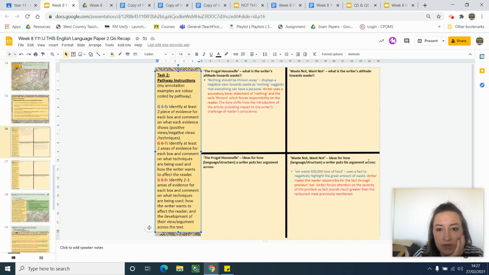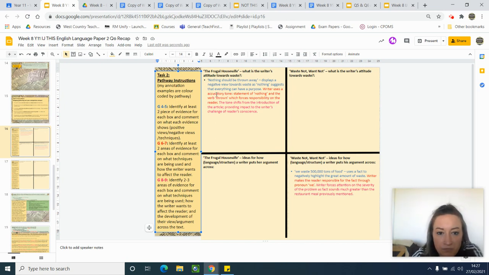So first of all, I'll explain the headings. Then I'll explain the examples. So this question asks you to compare the writer's attitudes towards waste. It breaks it down to what are their attitudes and how do they show the reader their attitudes, or how do they get their attitudes across to the reader? Now, the what are their attitudes is the content. What are they actually saying their attitude is? So you can compare directly their ideas, but the how is about how they use language or structure. So you need to find some ideas to compare there as well.